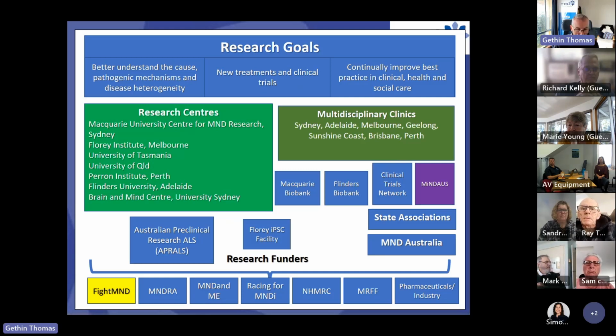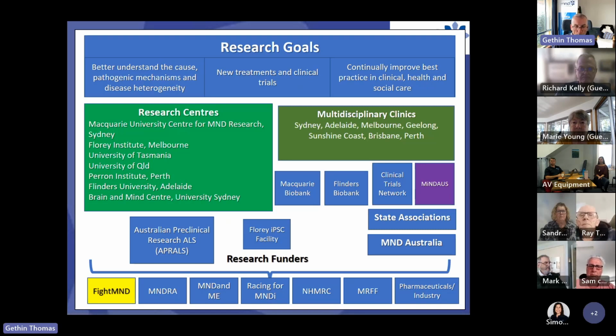That's based in Sydney. The Florey Institute in Melbourne also has very large groups looking at MND. University of Tasmania has a couple of groups that are very strong. University of Queensland is probably the second biggest team of researchers after Macquarie, or very similar in size. Perron Institute over in Perth, Flinders University in Adelaide, and the Brain and Mind Centre at the University of Sydney. These are several centres where the real core research takes place. And most of these research centres are really looking to support the treatment, clinical trials, and the better understanding of the disease.